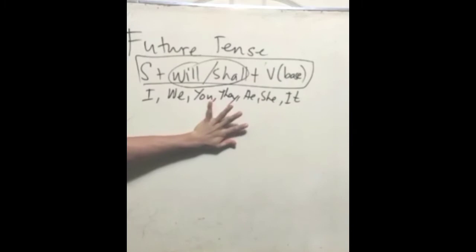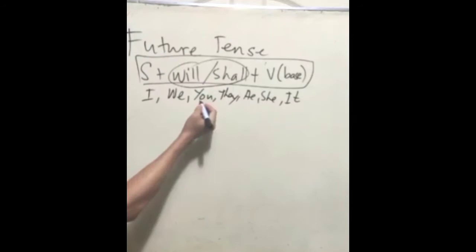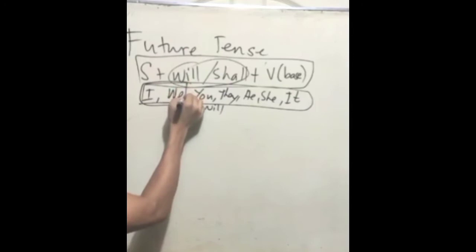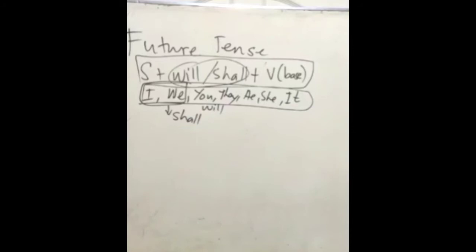And the thing is, we have the specific usage of will and shall, okay? Shall is used with I and we. We use will for everything else, okay? So we use will for that, and shall is only used with I and we. So we say we shall, I shall, okay? Now, everything else is used with will.